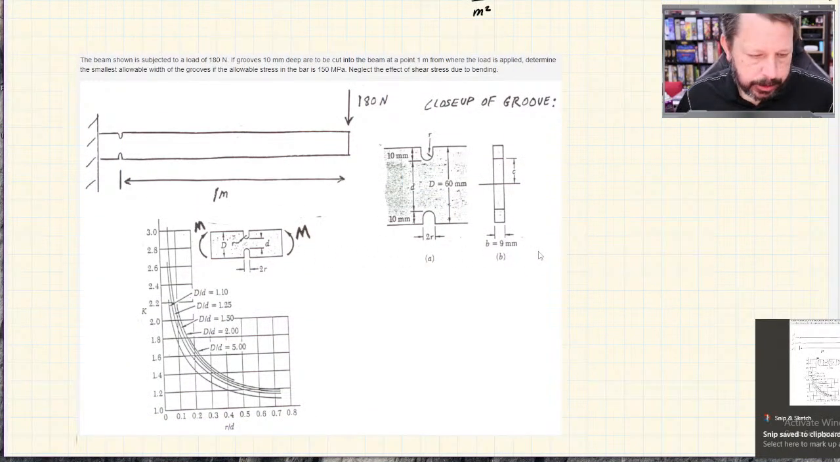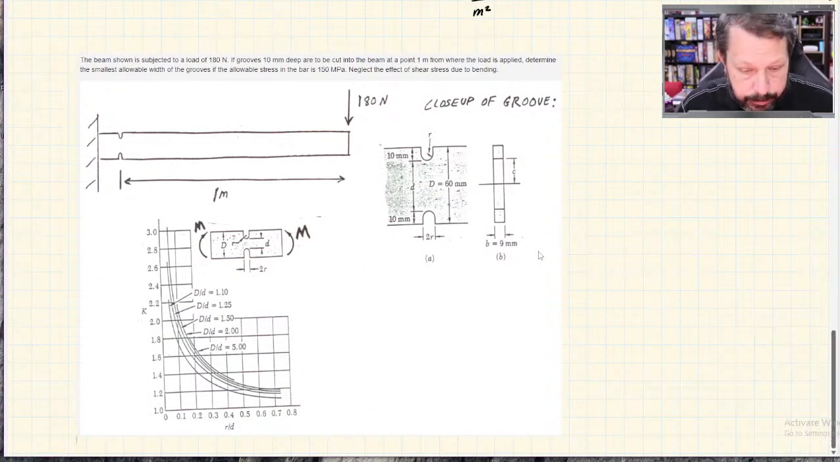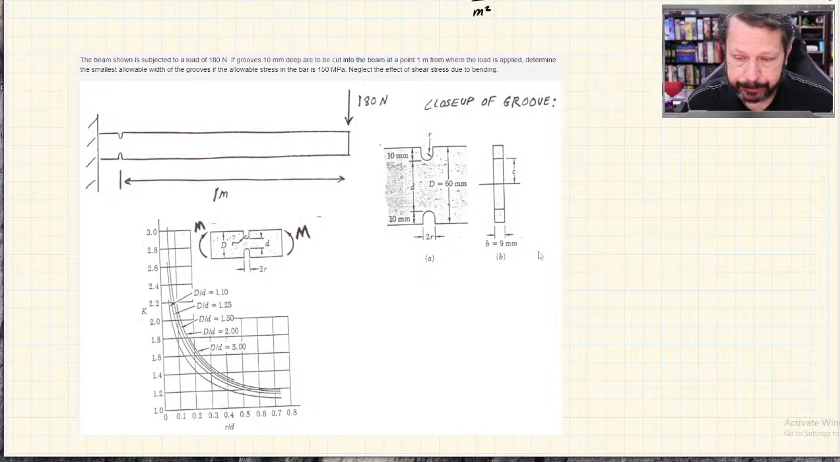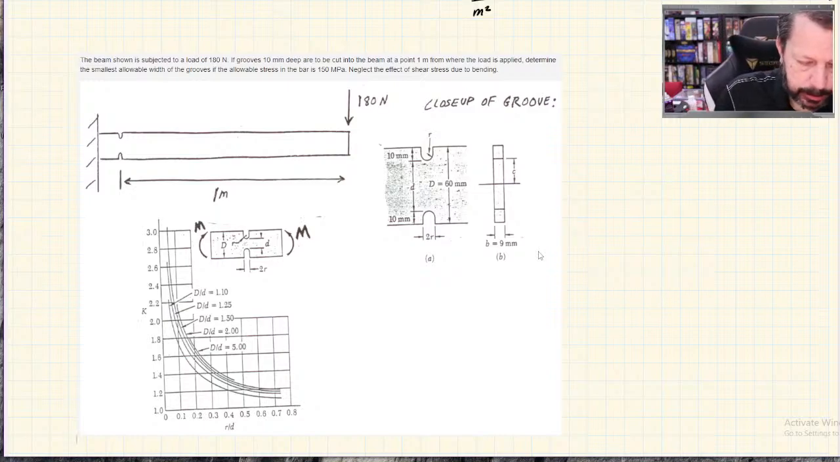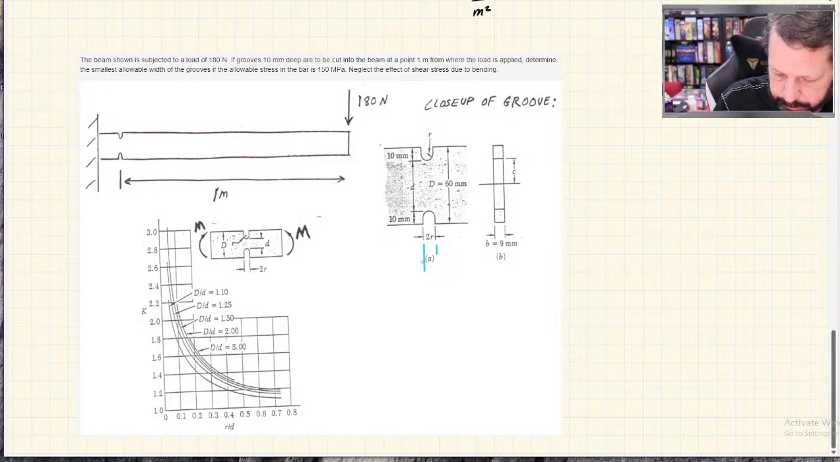All right, the beam shown is subjected to 180 newtons. It has these grooves 10 millimeters deep, cut into the beam at 0.1 meter from where the load is applied. Determine the smallest allowable width of the grooves. So the width of the groove is this dimension. That's what they want to know.